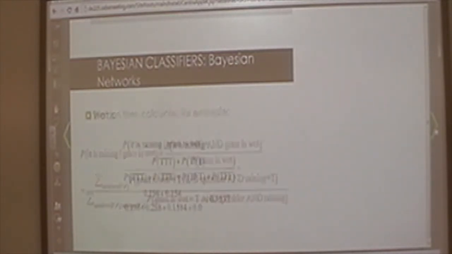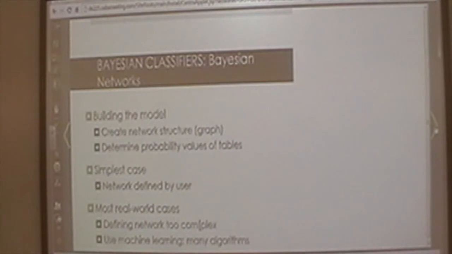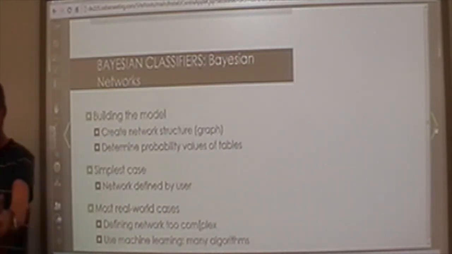Okay, so I want to talk a little bit more about Bayesian networks in general. So, how does one actually develop these? It's a two-step process. One process is we have to create the actual network structure. What is the DAG, the directed acyclic graph that we're interested in, actually look like? What are the dependencies? And then the second part of that is we actually have to determine the probability values of the tables.